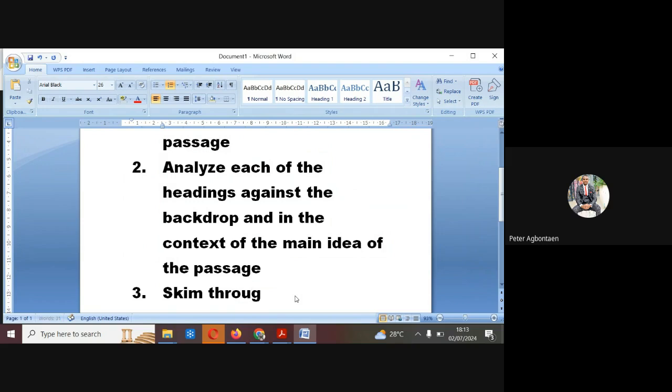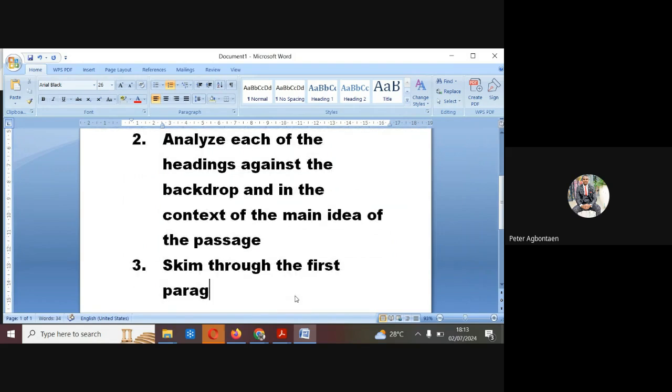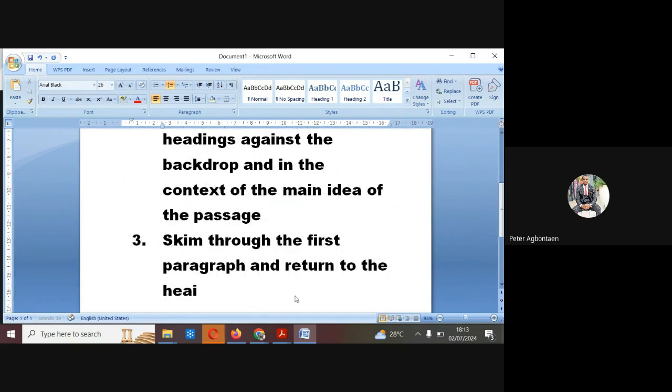So you skim through the first paragraph and return to the headings to find a match.